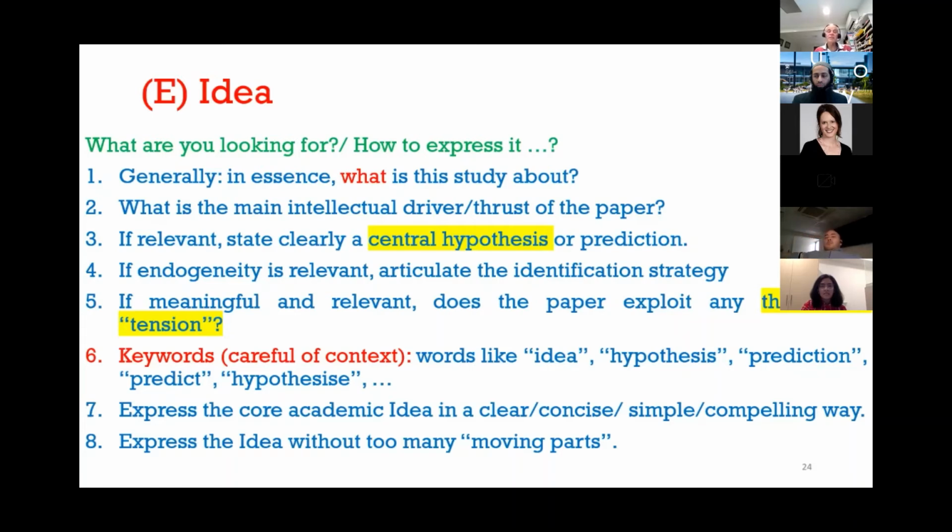Sometimes we look for theoretical tension. So if there are competing theories that give competing predictions or competing hypotheses, that would work as well. So in terms of keywords, you could look for the word idea, but it's probably not going to help you in a lot of papers, because authors, for whatever reason, when they're talking about their idea, don't actually use the word idea to closely link to it. Hypothesis would be a good one, or prediction, but not all papers have hypotheses or predictions. So predict or hypothesize is not going to help you there.